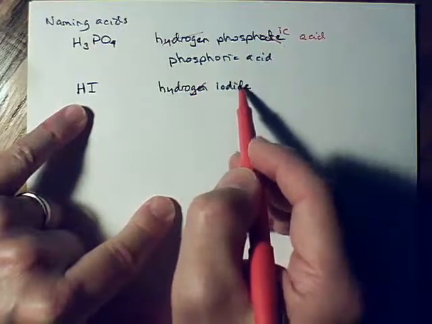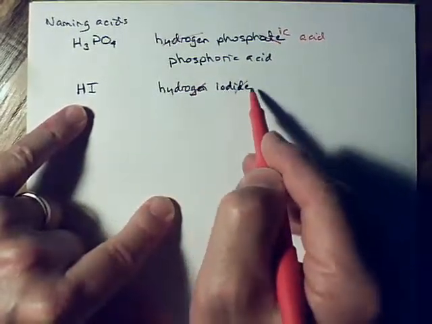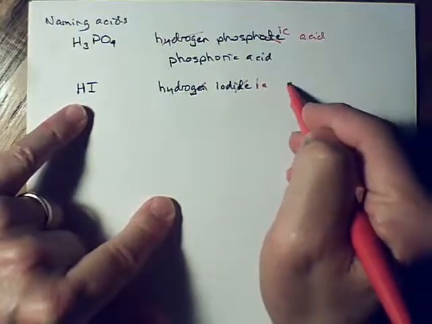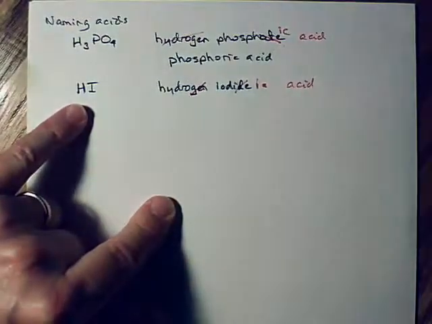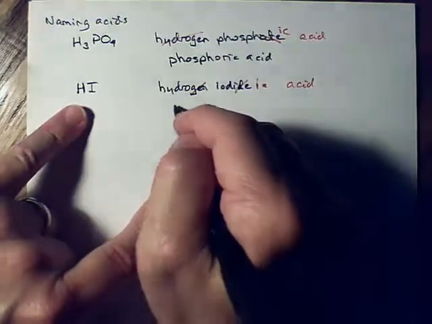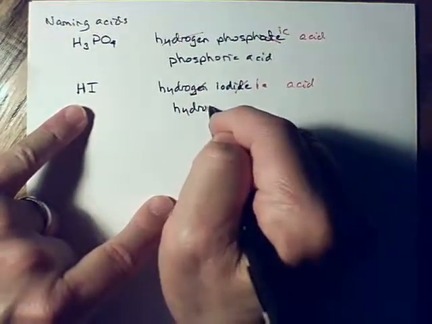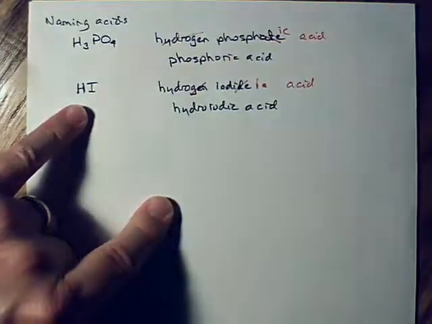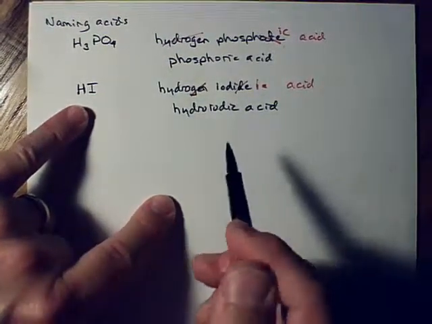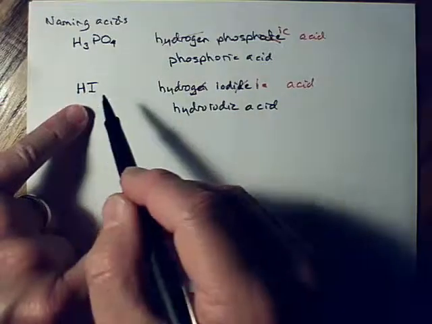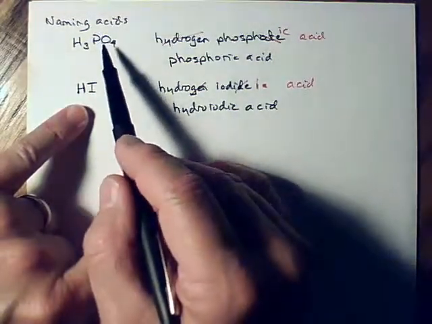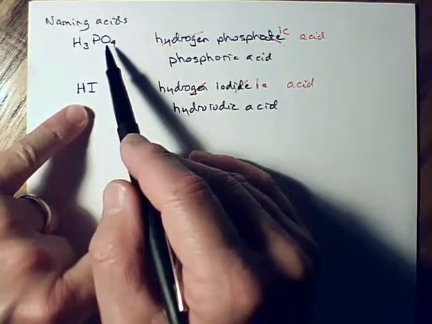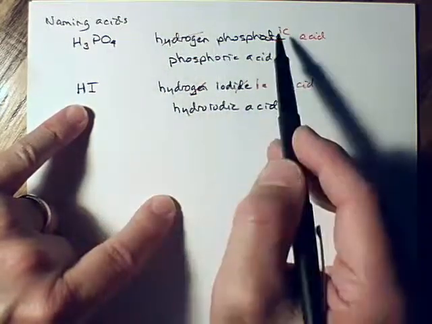The ide ending on a binary acid also gets changed to ic, and you put the word acid on here. So this is hydroiodic acid. All right? So that ic ending applies to both binary acids and oxyacids that start out with a polyatomic ion that has an ate ending.